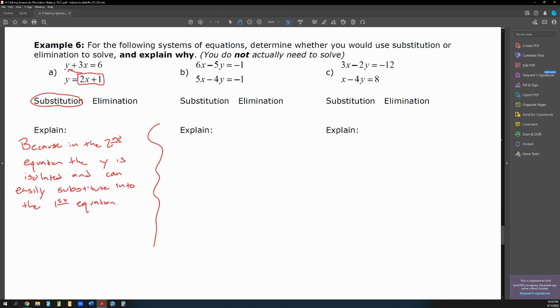For letter B, I noticed that both of these are in standard form. None of them have a y equals or x equals equation, so I would choose elimination. And my explanation is because both equations are in standard form.